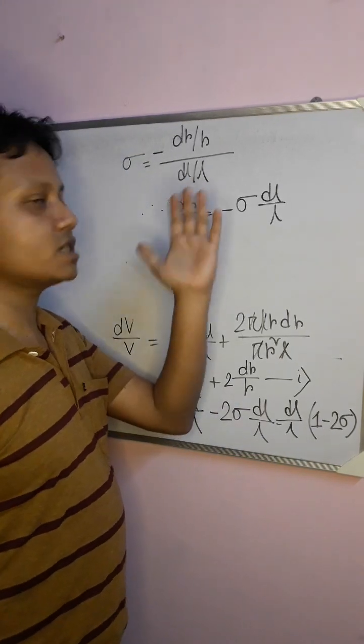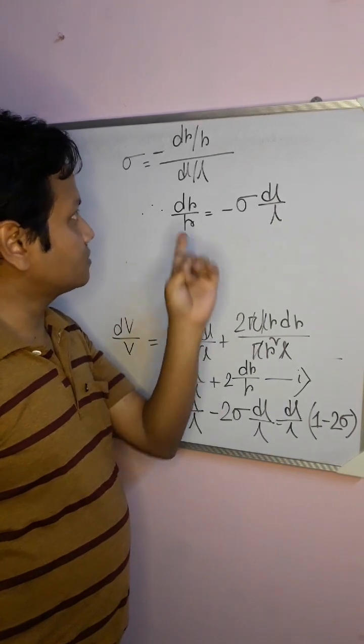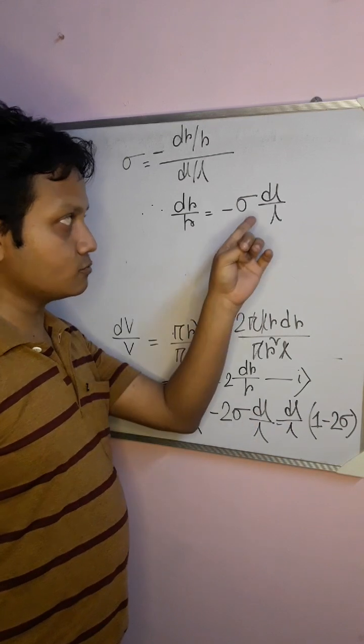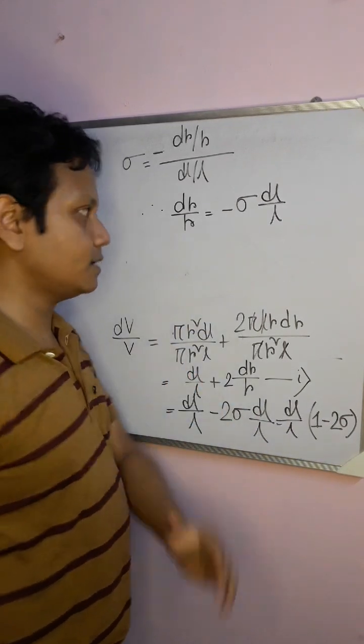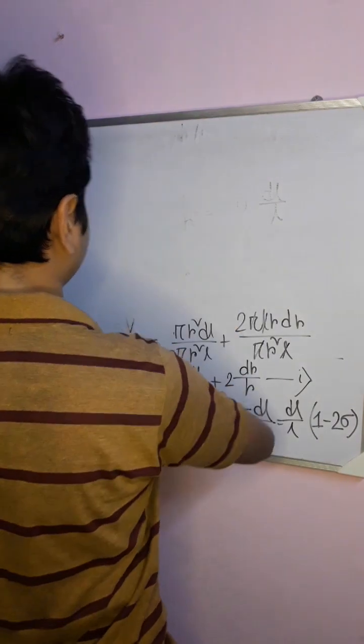So this is the required result. We just have to do simple substitution: substitute the value of dr by r in terms of dl by L, and we arrive at the result. So this is the second numerical.